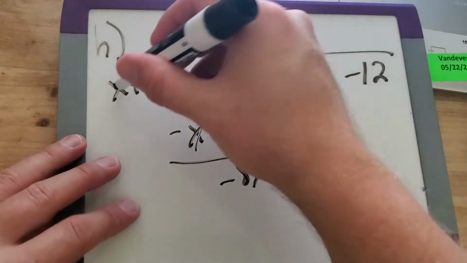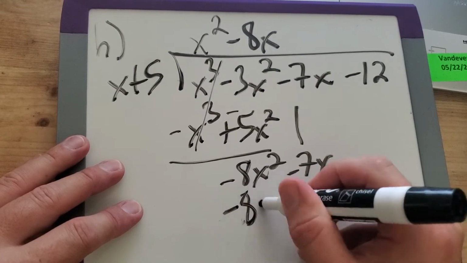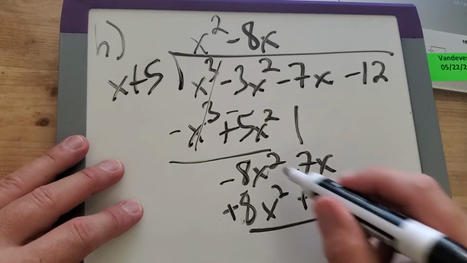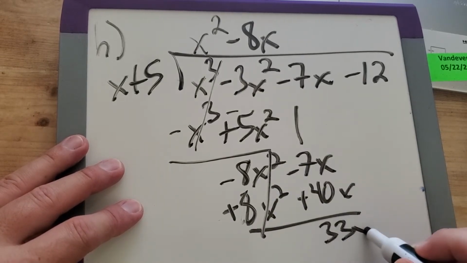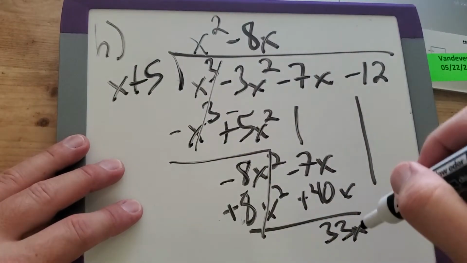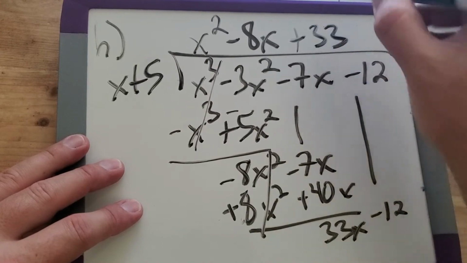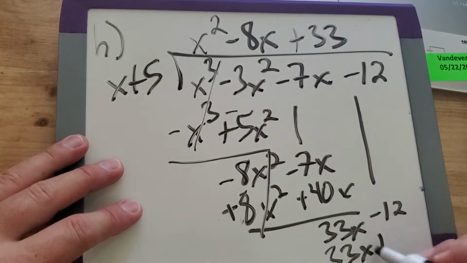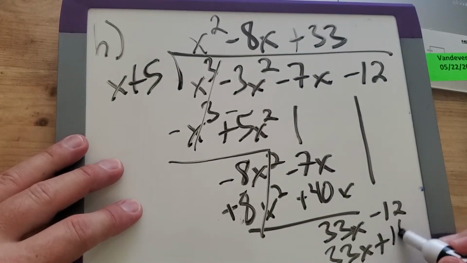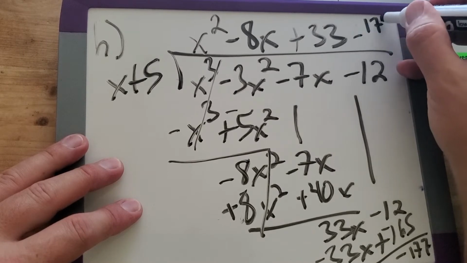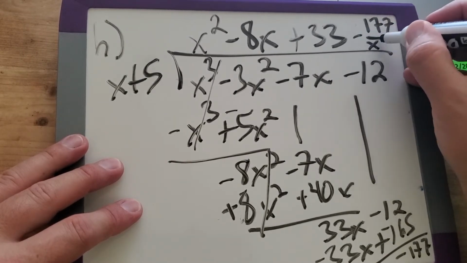Let me see. Negative 8x times x is negative 8x squared. Negative 8x times 5 is negative 40x. Change the signs. Those cancel like they're supposed to. I get 33x. Bring down the minus 12. x times what is 33? 33 times x is 33x. 33 times 5 is 165. Change the signs, and I get negative 177. That sounds familiar. So minus 177 over x plus 5.